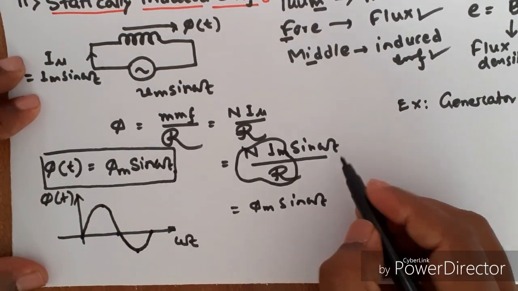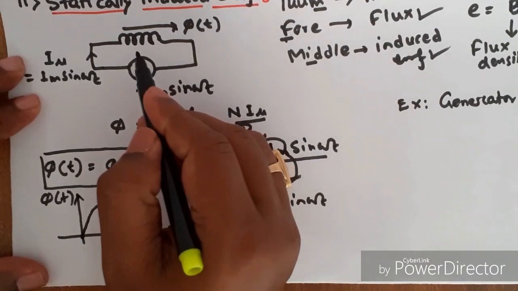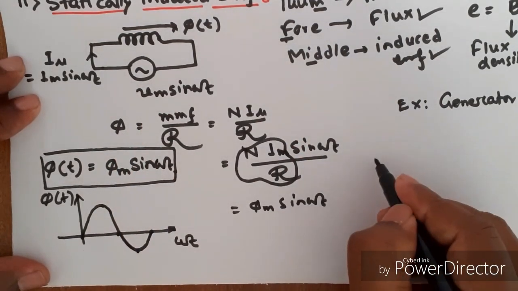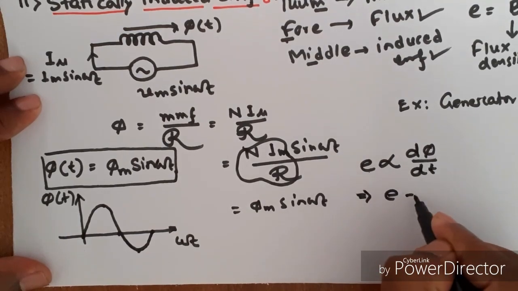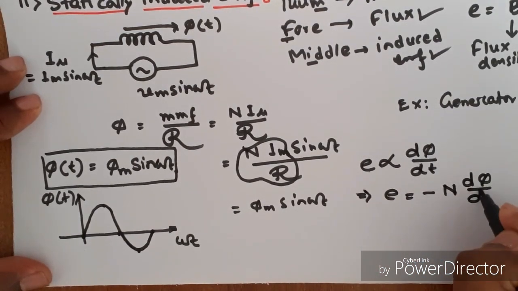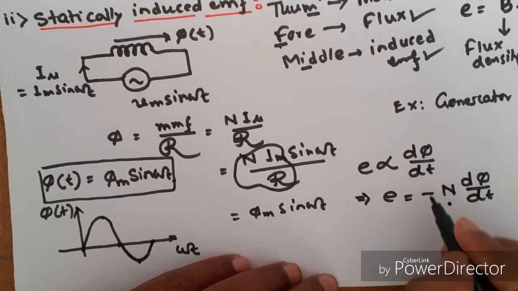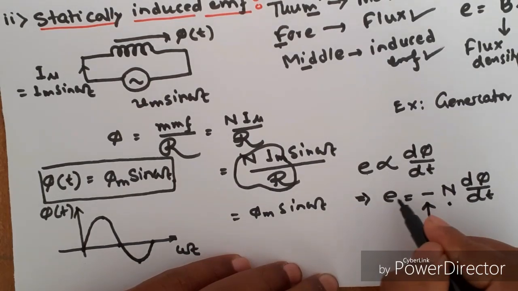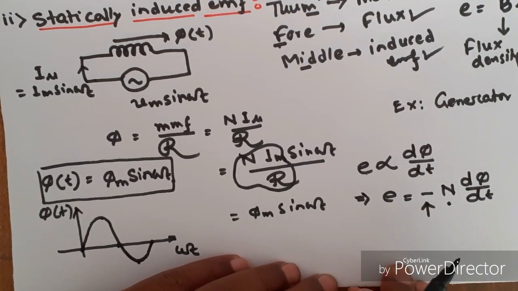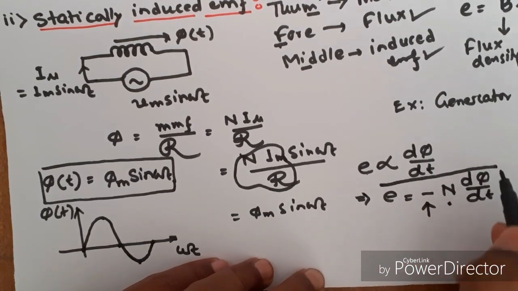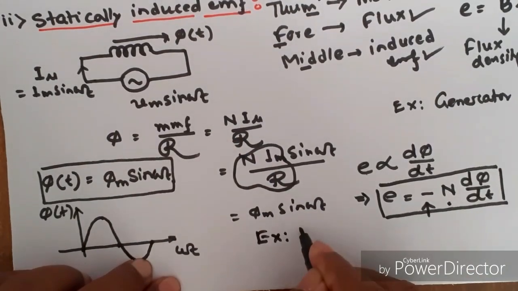Now the conductor feels the flux passing through it changing with time, then an EMF will be induced into the conductor, and it is given by E proportional to d phi by dt, that is E equal to minus N d phi by dt. Here N is the number of turns, d phi by dt is the rate of change of flux, and the minus sign indicates the opposition of the induced EMF to the flux. The direction of induced EMF can be easily calculated from Lenz's law. And the example of statically induced EMF is the transformer.